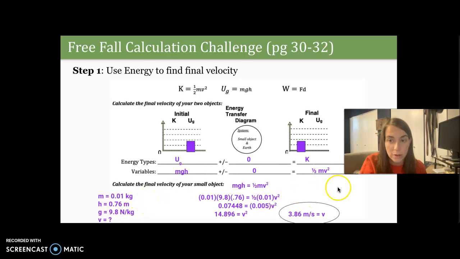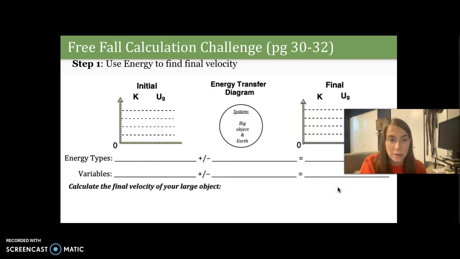If you need to rewind or go through that again, pause, whatever, do that. Let's do the same thing for the heavy block. So the heavy block down below, it starts with lots of UG because it has more mass. So it ends with more K. So our UG plus 0 equals K. MGH equals 1/2 MV squared. So that's my equation again.